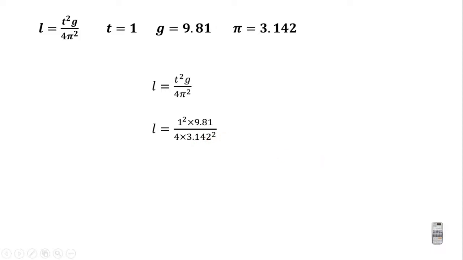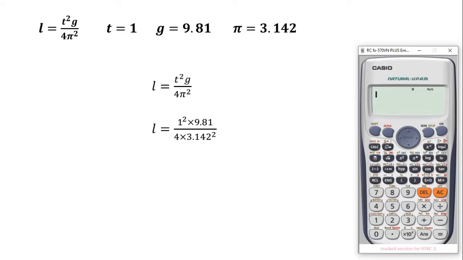Now you punch this on your calculator. So if you take your calculator, you are going to have 1 squared times 9.81 divided by 4 times 3.142 squared. Okay, so it's equal to 0.24845. The number goes on and on. But the question told us to give our answer in 3 significant figures.